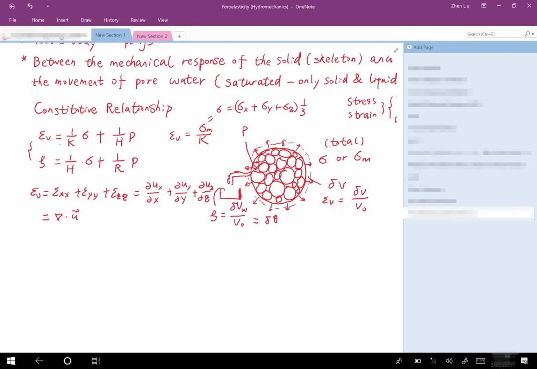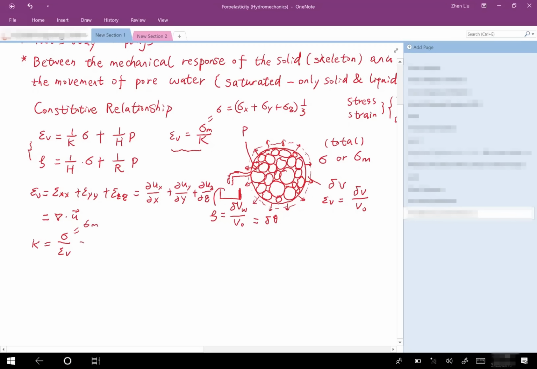And here, let's keep going to see what is K, H, and R. So first, let's take a look at K. We know it is the same as the bulk modulus. So it's defined in this way. K is defined as the change of sigma over sigma v, right? And again, this sigma is the mean part, sigma m.